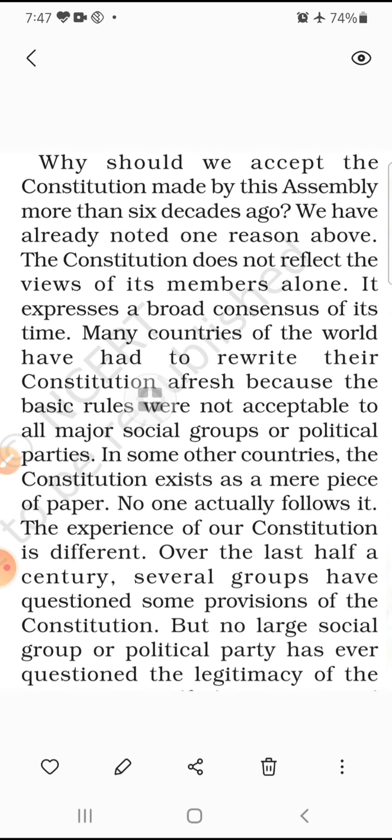In some other countries, the constitution exists as a mere piece of paper, but in our country it is not like that. The experience of our constitution is different. Over the last half of the century, several groups have questioned some of the provisions of the constitution, but no large social group or political party has ever questioned the legitimacy of our constitution.